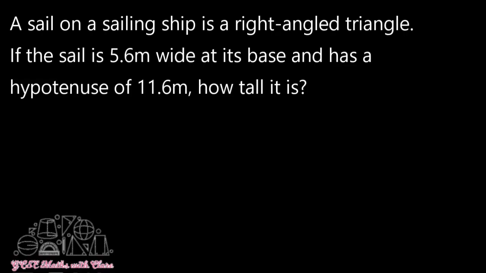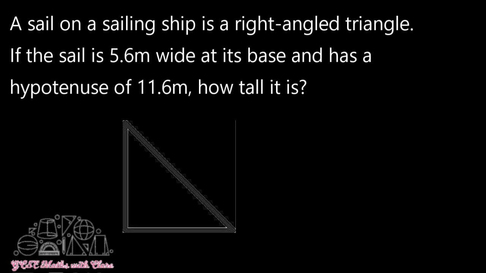Well, you'll probably get worded questions like this. A sail on a sailing ship is a right-angled triangle. If the sail is 5.6 meters wide at its base, and has a hypotenuse of 11.6 meters, how tall is it? The most important thing you need to pick up here is the phrase right angled triangle. So once you see that, you need to think, okay, this could be a Pythagoras theorem problem. Draw a right angled triangle.